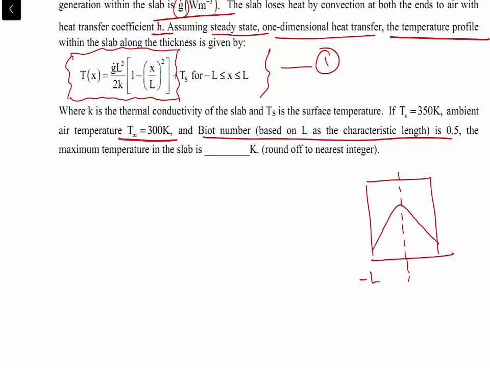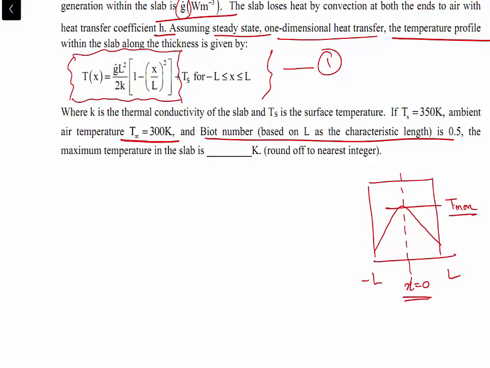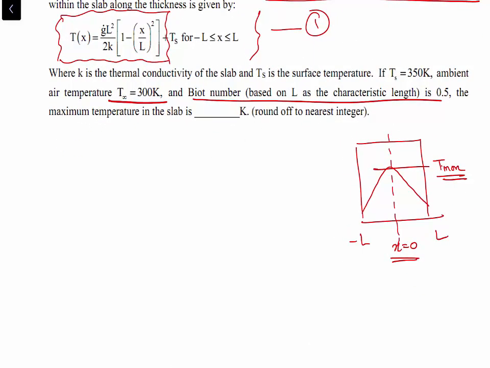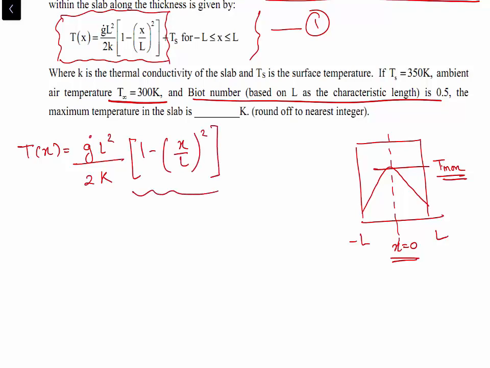Okay, so here it can take minus L, here L, so here it is x equals 0. Here the slope is 0, so dT by dx is 0, that is T max, and that we have to calculate. So what is the equation given? T(x) equals G dot L square upon 2k times 1 minus x by L whole square, plus Ts. Okay, so y equals a x square, this is a parabola, which is very important information from this mathematical equation.